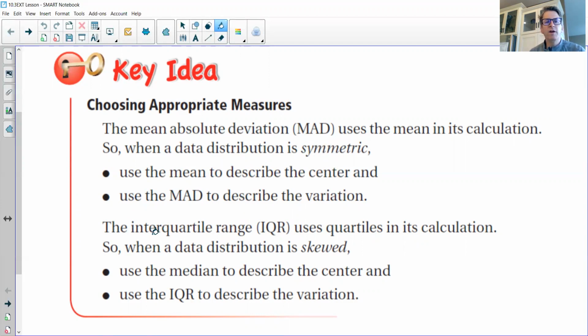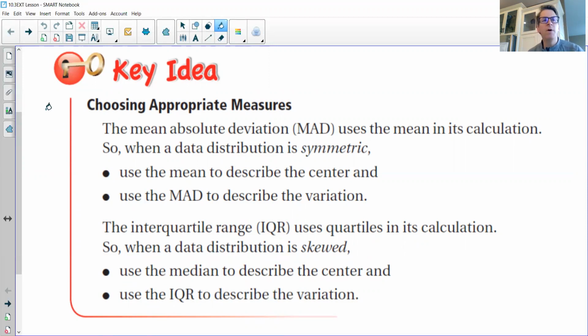We're going to use the interquartile range, IQR, when we have a data distribution that's skewed, okay? So if it's skewed to one side, we're going to use the interquartile range. So use the median to describe the center, and we're going to use the IQR to describe the variation. Okay, so these 2 points if it's symmetric, and these 2 points if it's skewed. So that's what you've got to remember from this lesson today, and it's a very short lesson.